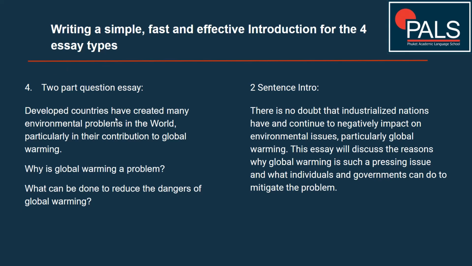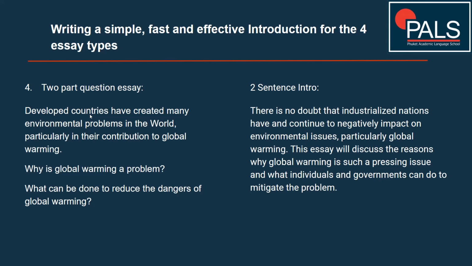Developed countries have created many environmental problems in the world, particularly in their contribution to global warming. Why is global warming a problem? What can be done to reduce the dangers of global warming? So you can see two questions here related to a problem, which is global warming. And in particular, it's global warming caused by developed countries. Be careful with a question like this. It's not really asking you about the developing world's contribution to global warming. So there's not really any point talking about it, okay? You will get your task response marks if you stick to developed countries.